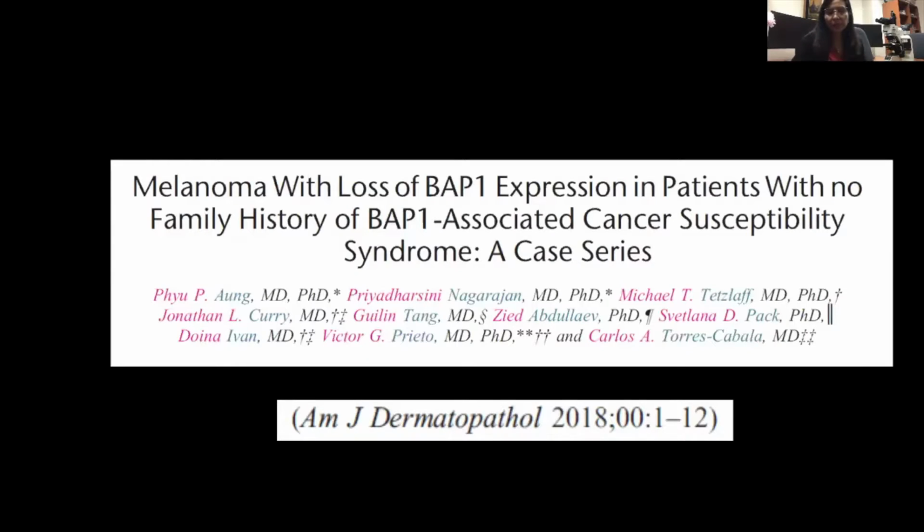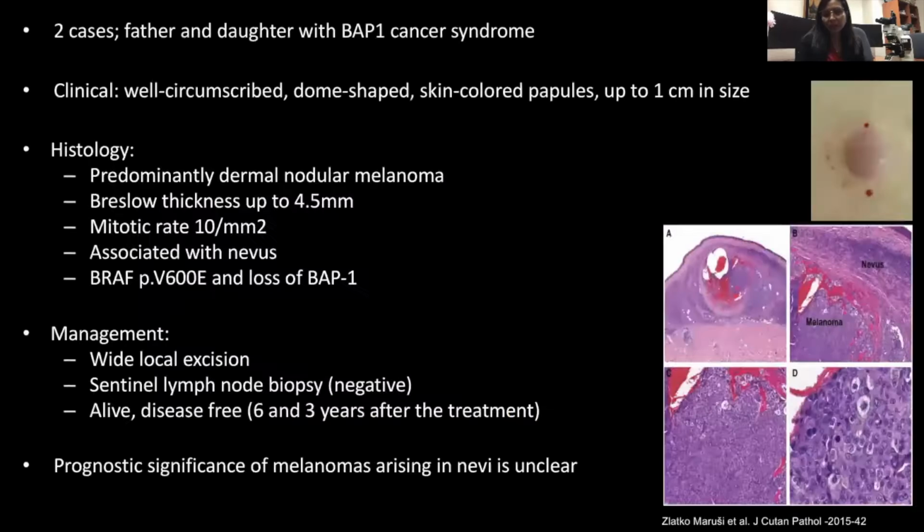So this is the paper where we describe melanoma with loss of BAP1 expression in patients with no family history of BAP1-associated cancer syndrome. So it's worse, right? Because if you have a history of BAP1-associated cancer syndrome, you might pay more attention. If not, this is like a pitfall. This is another case from the literature. This is a father and daughter, but this is a patient with a family history of this BAP1-associated syndrome. So clinically, it shows a very well circumscribed, skin-colored papule up to 1 centimeter.